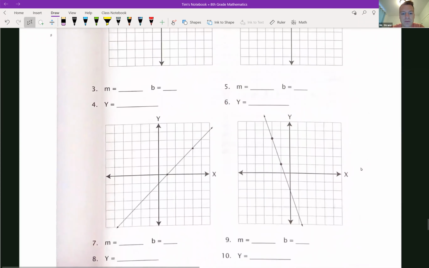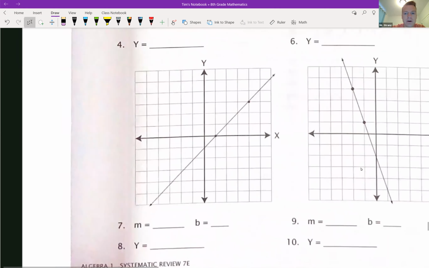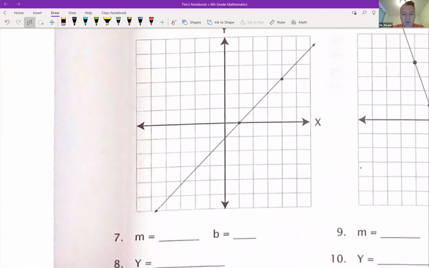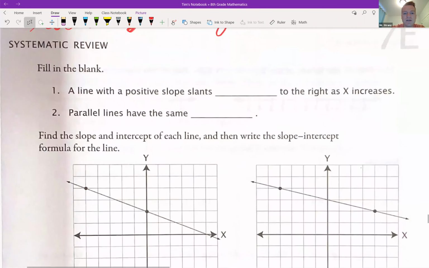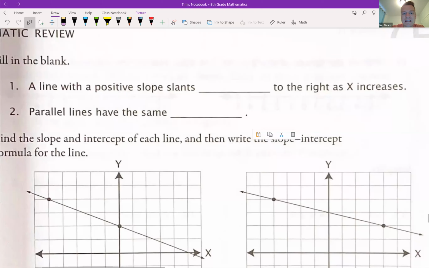So if we find one with a positive slope right here, you notice it's going up as x also gets bigger. So a line with a positive slope slants up to the right as x increases. Parallel lines, we talked about this in class the other day. Parallel lines will always have the same slope.